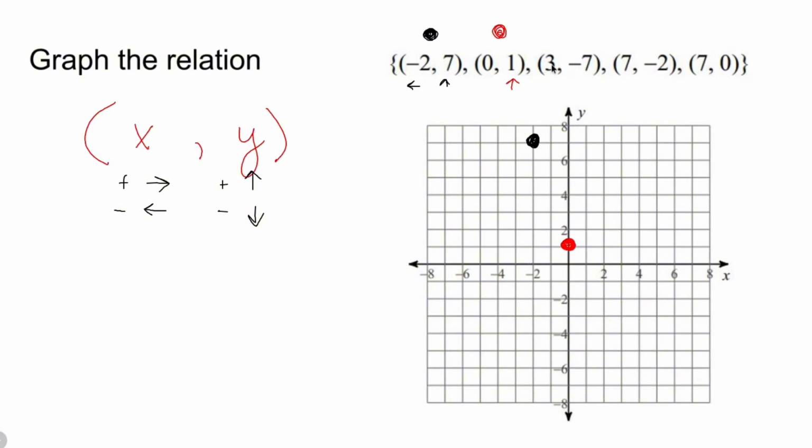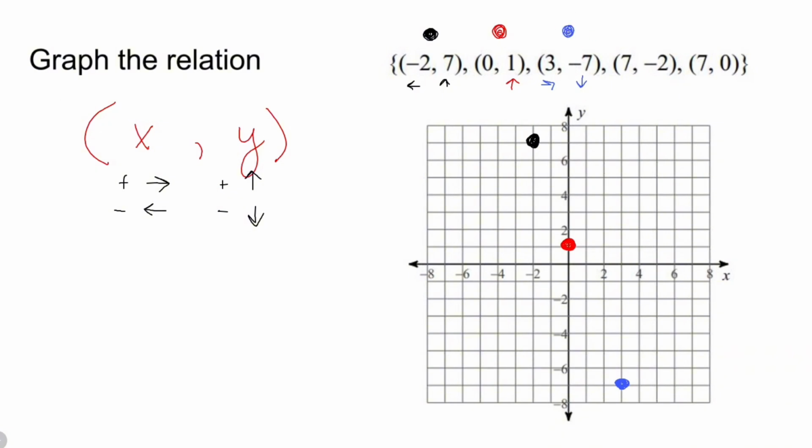If I were to graph 3, -7, 3 is positive, so I'm going to move to the right 3. -7 is negative, so I'm going to move down 7. So you start at 0, 0, right 1, 2, 3, and then go down 1, 2, 3, 4, 5, 6, 7. And there's my point right there in blue. Okay?